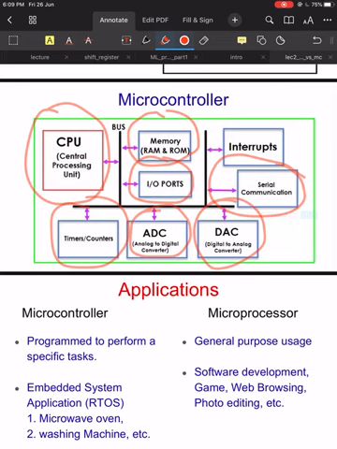So the microcontroller, as a whole, is a system with limited processing power, because its CPU is not as strong as that of a microprocessor. It has a limited amount of memory, and it has I/O ports, and all of these things are embedded on a single chip, or silicon die.